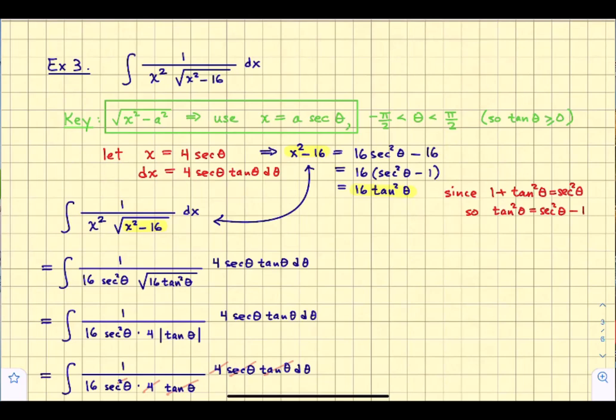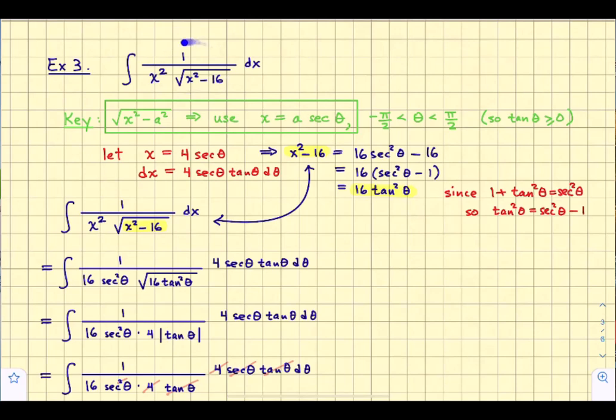So when we see a square root of an x squared minus an a squared, we want to use x equals a secant theta. Again, we're choosing a range on theta to guarantee that certain trig functions have certain signs. Okay, so if we rewrite the 16 as 4 squared, we want to use x equals 4 secant theta. Then our dx is 4 secant theta tan theta d theta.